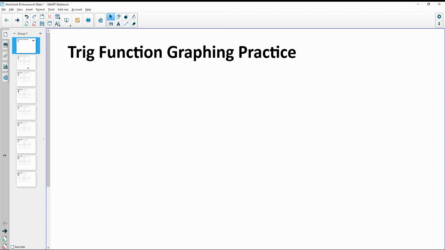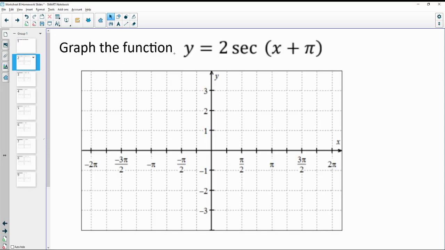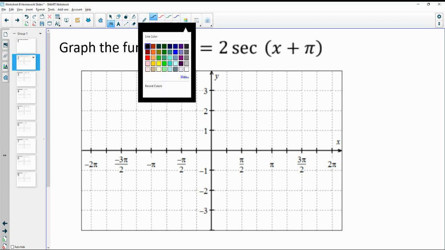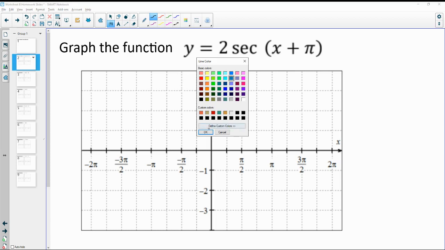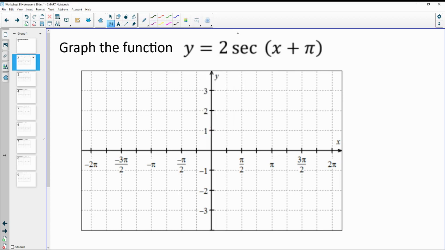In this video, we're going to look at graphing some more trig functions. So the first one we're going to graph is 2 secant of x plus pi. When you're doing this, you want to be thinking about the reciprocal function that this goes with. So in this case, the cosine function. So secant goes with cosine. And then we just want to think about graphing the cosine function first.